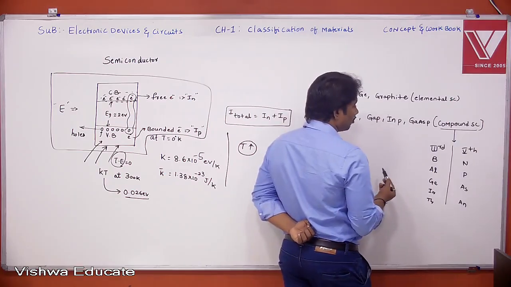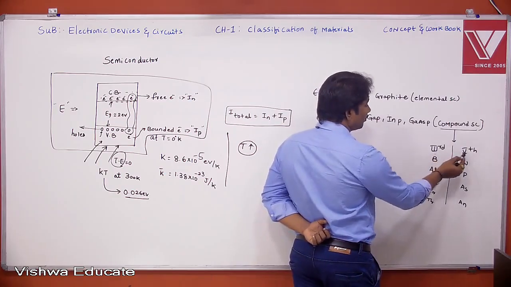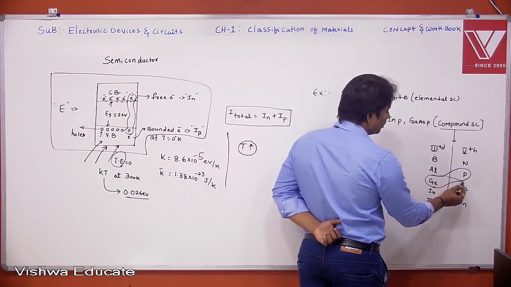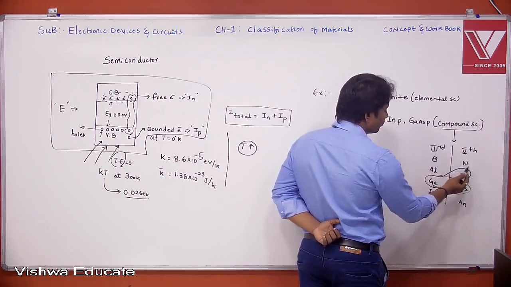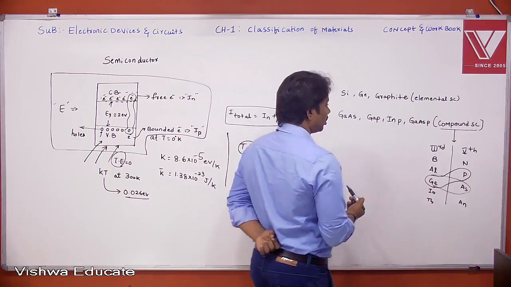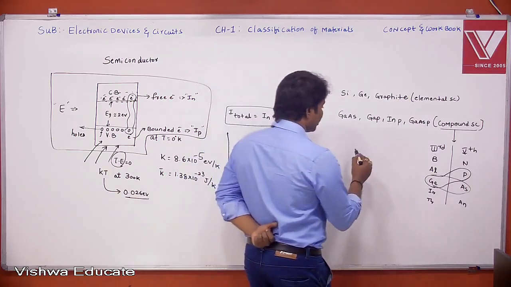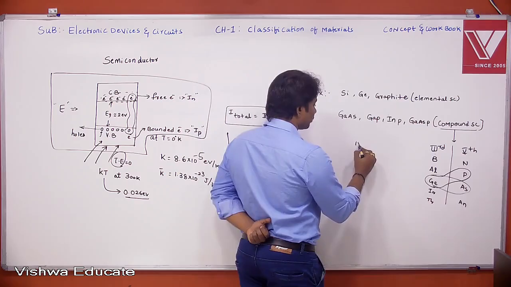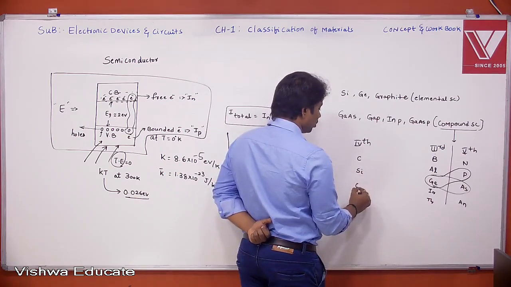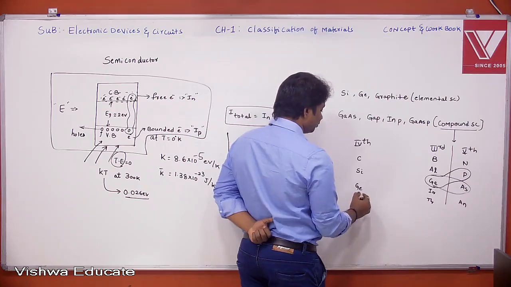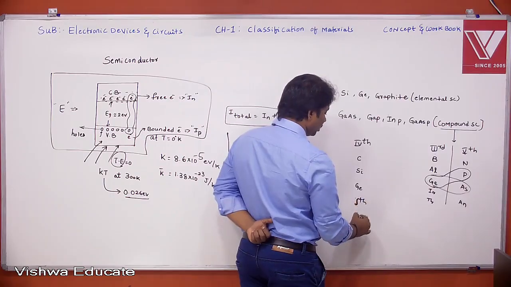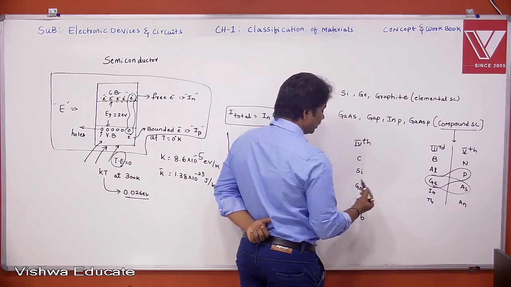Now tell me, what is the compound semiconductor? Mixing of third and fifth group elements. Nothing but gallium phosphide, gallium arsenide, gallium arsenide phosphide, indium phosphide. These are a few combinations. Okay, and elemental semiconductors are those related to the fourth group. See here, what are the fourth group elements? Carbon, silicon, germanium, tin, and lead.